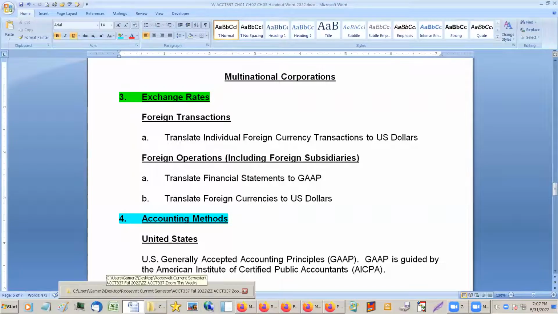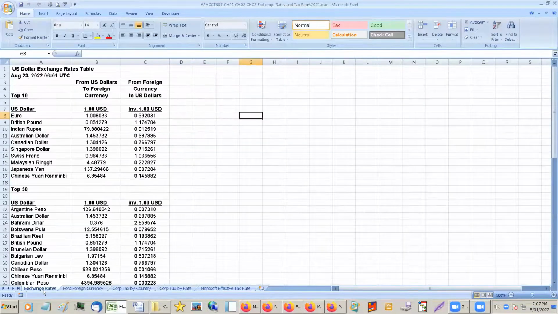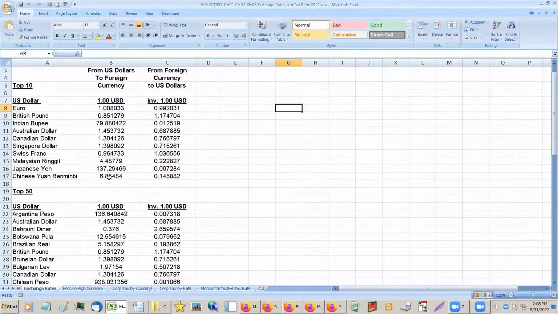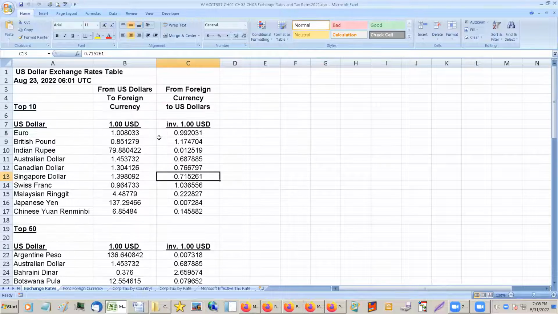Now let's take a look at the Excel sheet that I sent. These are exchange rates as of August 22nd, I guess. And there's two different exchange rates. One is how much of the other currency one US dollar will buy, and the other way around is how much of that currency will buy one US dollar.